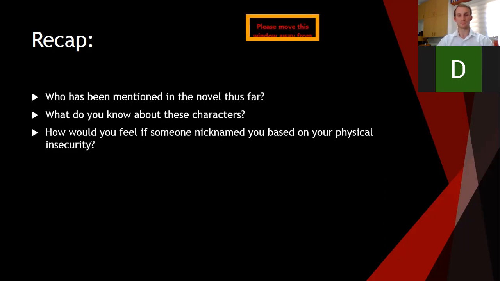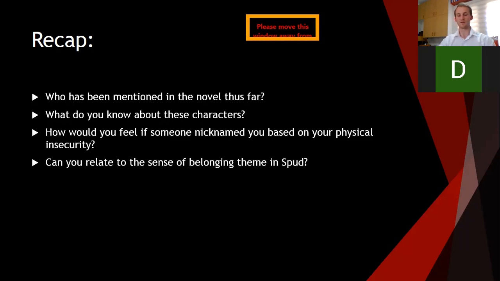So obviously because it's about your insecurity, that's going to make me feel marginalized, feel really small. Obviously, if it's a tongue-in-cheek kind of nickname, that'd be different. But the question says it's about your physical insecurity, so it's going to make you feel very small, very marginalized, very foreign to your surroundings, I suppose. Yeah, so you almost feel like you don't belong. Yes, exactly. Okay, so that gets me to my next question. Can you relate to the sense of belonging theme in Spud?